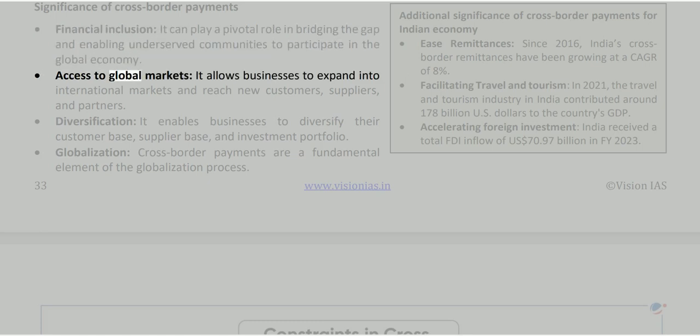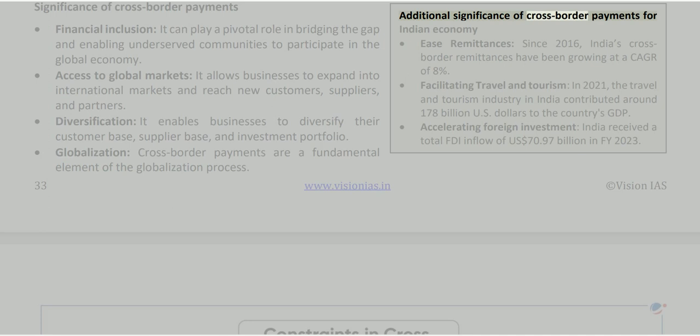Access to global markets: it allows businesses to expand into international markets and reach new customers, suppliers, and partners. Diversification: it enables businesses to diversify their customer base, supplier base, and investment portfolio. Globalization: cross-border payments are a fundamental element of the globalization process.